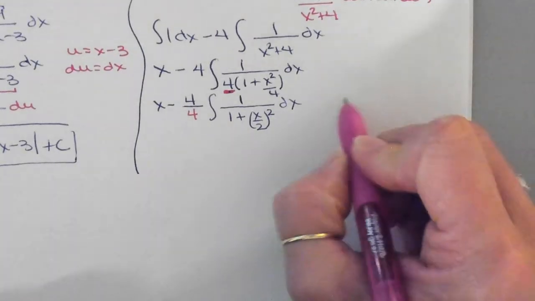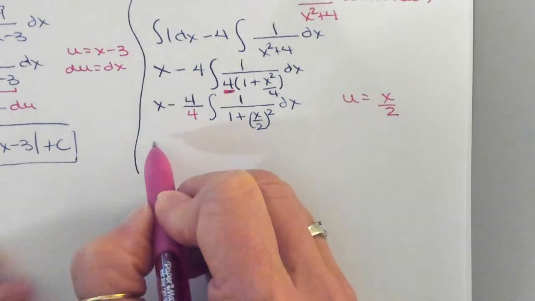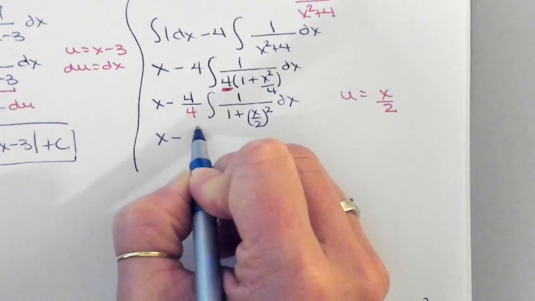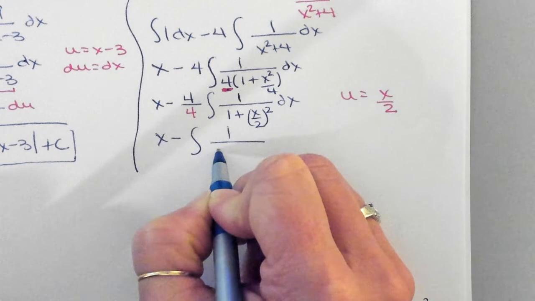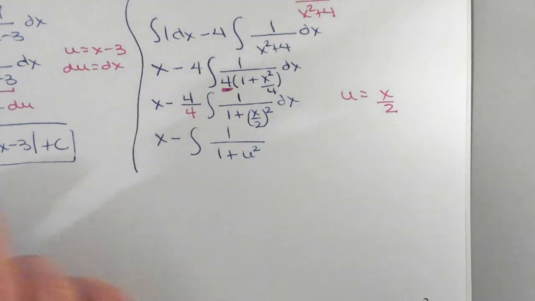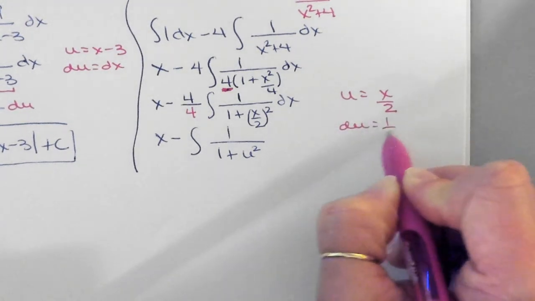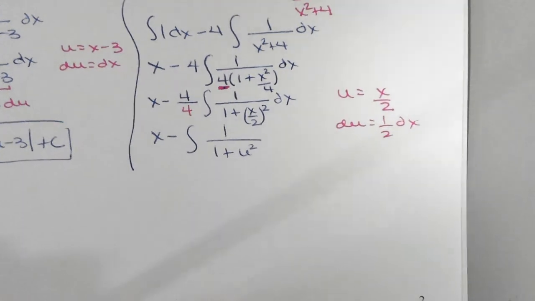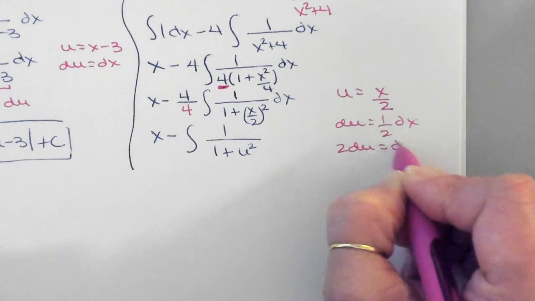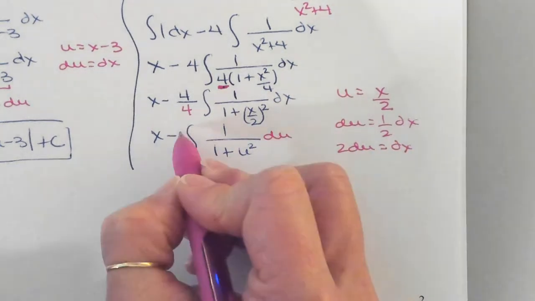Yeah, u sub. So we're going to say u is equal to x over 2. Okay, so if I do that, we have x minus, this reduces to 1, the integral of 1 over 1 plus u squared. What do I have to get rid of? The dx. So I have du is equal to 1/2 dx. What's the problem? The 1/2. So we've got 2 du is equal to dx. So now I can put the du here, and where does the 2 go? On the outside right here.